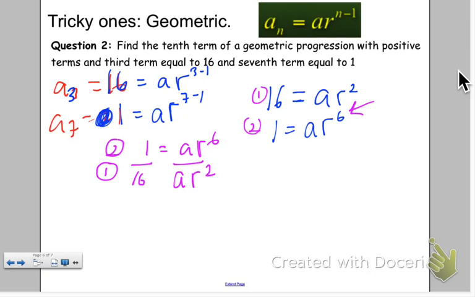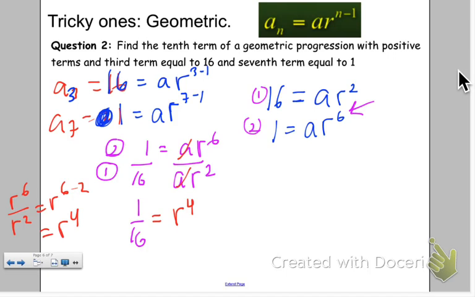So now that simplifies to 1/16, and I get a over a here, so those cancel, and then your exponent rules, I'll do them off to the side. Over here is r to the 6th over r squared is r to the 6 minus 2, which equals r to the 4th. So those Algebra 1 rules coming back at you again.